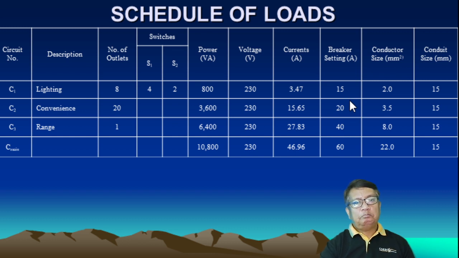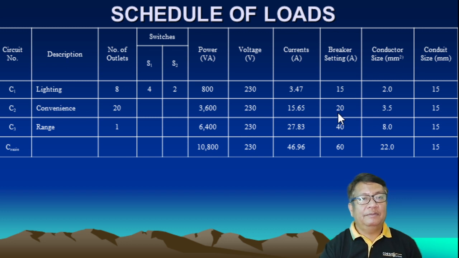So for the convenience outlet, we have this 15.65. So we use the breaker setting of 20 amperes. Why will we not use 15? Because 15.65 is already more than 15 amperes, no? So you cannot use a 15 ampere breaker setting.